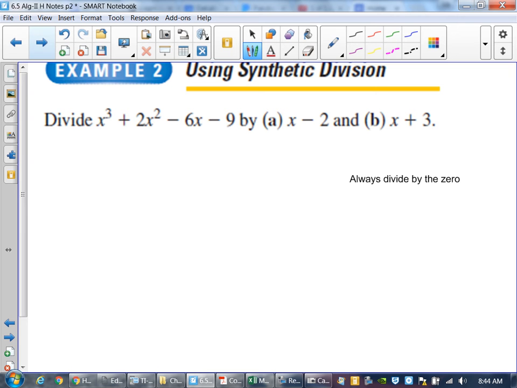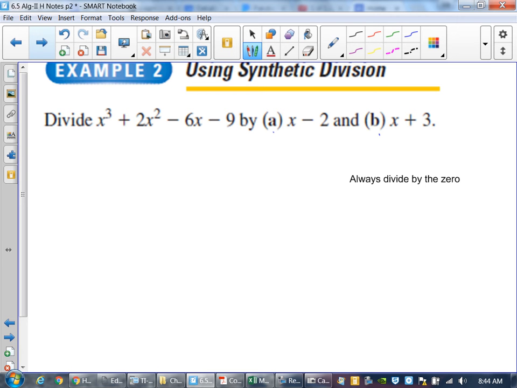And what you're going to do is divide by zeros. In this case, I'm going to do 2 different examples. One with the term x minus 2 and one with the term x plus 3. The 0 for x minus 2 is what? 2. The term is x minus 2, so the 0 would be 2. The term is x plus 3, so its 0 would be? Good.